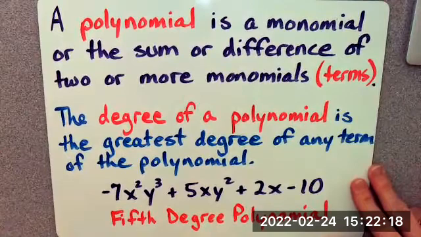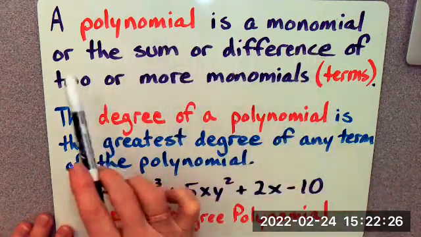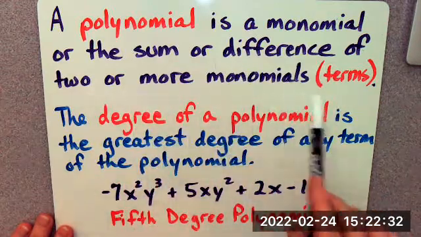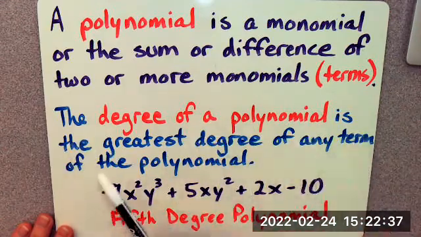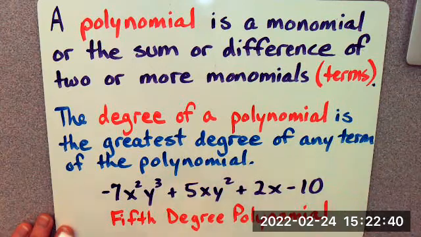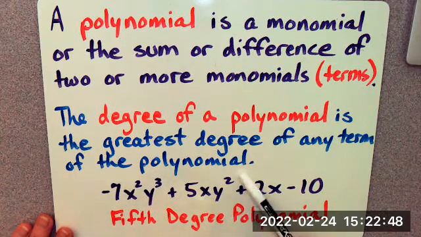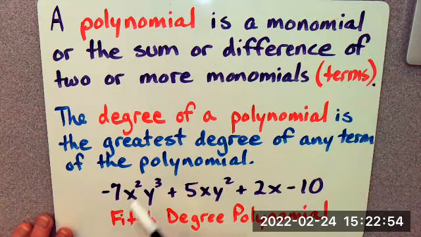So poly means many. So polynomial means many numbers. A polynomial is a monomial or the sum or difference of two or more monomial terms. The degree of a polynomial is the greatest degree of any term of the polynomial. So if I have negative 7x squared y cubed plus 5xy squared plus 2x minus 10, it's a 5th degree polynomial because this is 2 plus 3, which is 5.